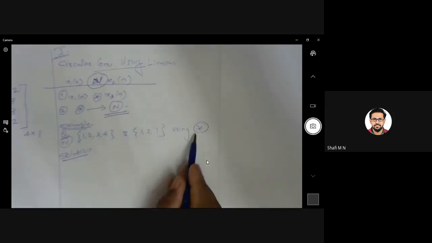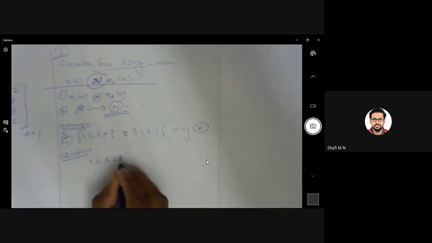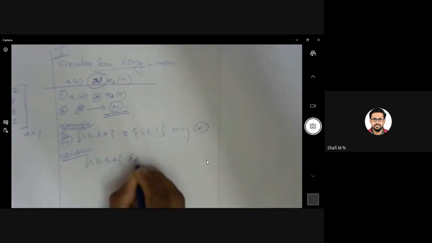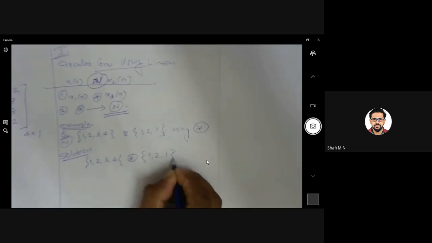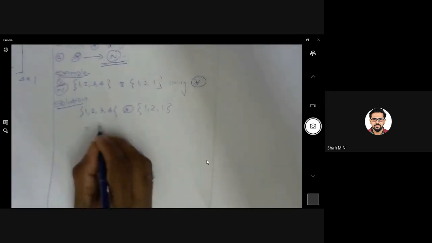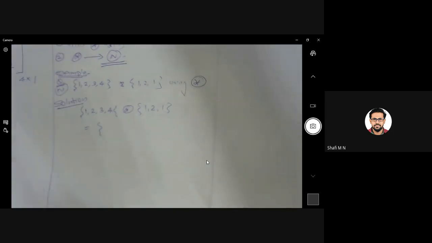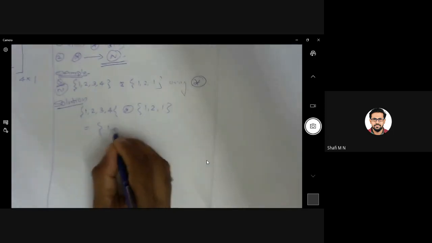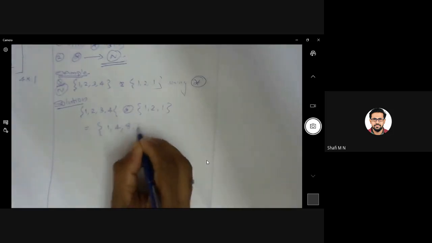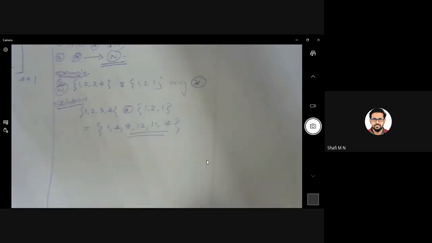So what you have to perform first is the linear convolution between these two sequences, 1, 2, 3, 4 and 1, 2, 1. We already did it at the beginning of today's class. The result was 1, 4, 8, 12, 11, and 4. So this was the answer.